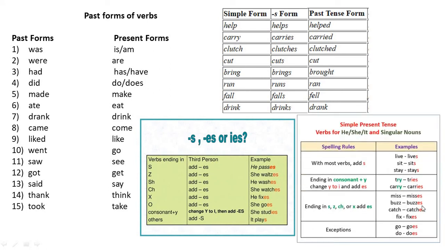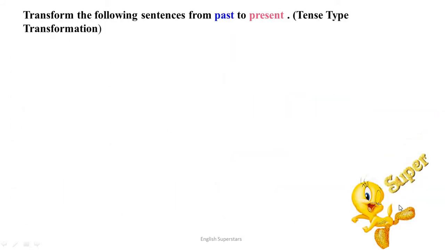Now see, same rules over here. Most of the verbs add s. Lives, sits. If it's written sat, and you have to change it into singular verb, that is sits. Stay, stays. Try, tries. Carry, carries. Now over here the words are ending with s, z, ch, x, etc. So you are adding es with them. And here, these are the exceptions. Go, goes, do, does.